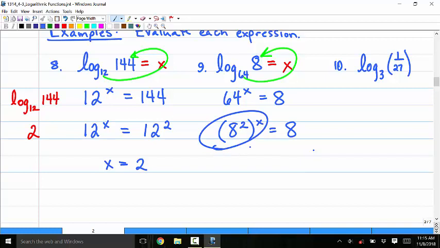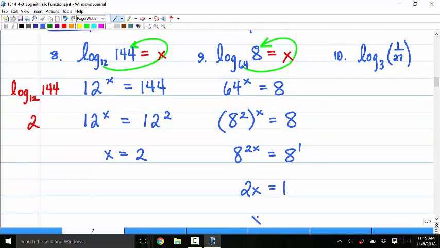Eight squared to the x. When you have a power to a power, what do you do to the exponents? You multiply them, so that becomes 8 to the 2 times x is equal to 8 to the, what's understood to be there? 1. I have the same base on both sides, so now I know that 2x is equal to 1, x is equal to 1/2. Log base 64 of 8 simplifies to just 1/2. Go do number 10.